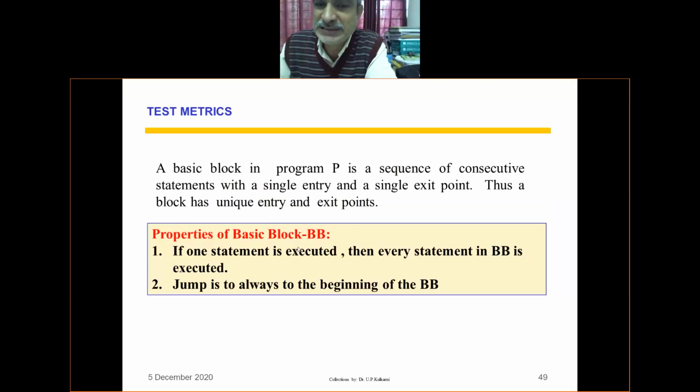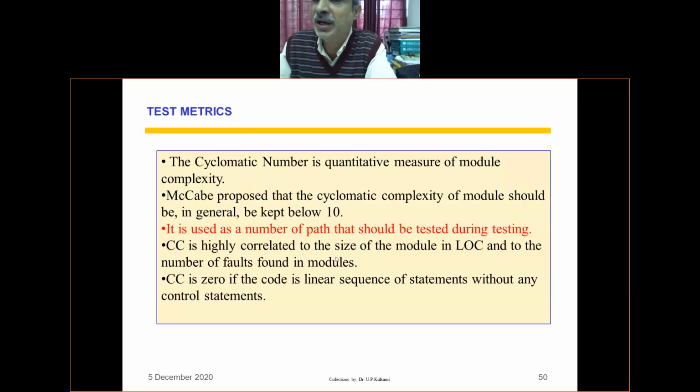A basic block has the property that if one statement is executed, then every statement in that basic block is executed, and a jump is always to the beginning of a basic block. With these two properties, you construct the graph. The very purpose of this is to understand the complexity of a module, and it has been said that it should be kept below 10.